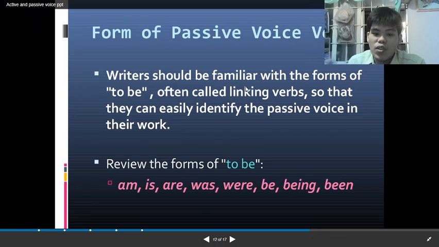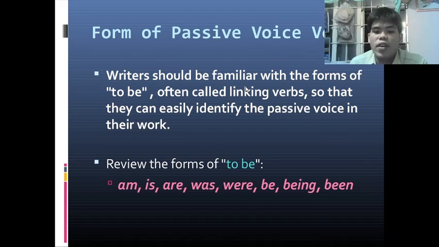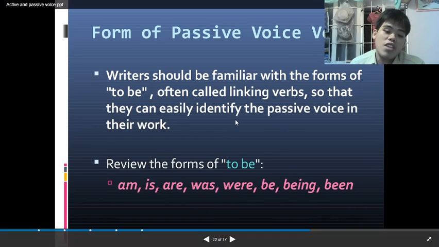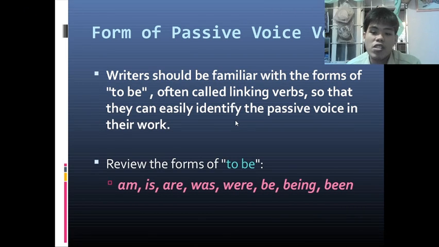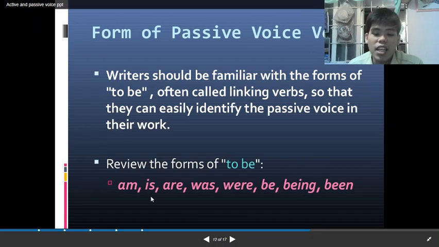So, writers, you should be familiar with the forms of the verb to be, often called linking verbs or auxiliary verbs, so that you can easily identify the passive voice in your work. Some forms of the verb to be, or linking verbs or auxiliary verbs, are am, is, are, was, were, be, being, and been. Again, these are just some. They're not all here. You need to know them yourselves.